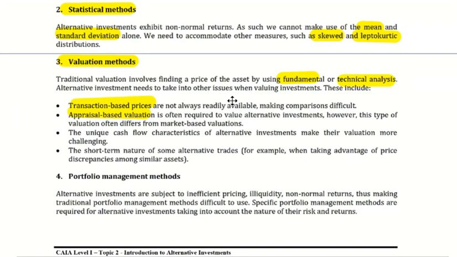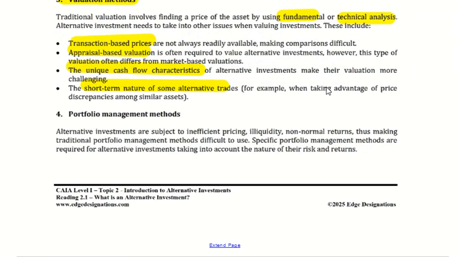Appraisal-based valuation is when I use an expert, an appraiser, to do my valuation. Typically, you'll find that around real estate. The unique cash flow characteristics of alternatives make valuation a bit more challenging. And the short-term nature of some alternatives, for example, some hedge funds take advantage of pricing discrepancies called arbitrage, will make that a challenge as well.